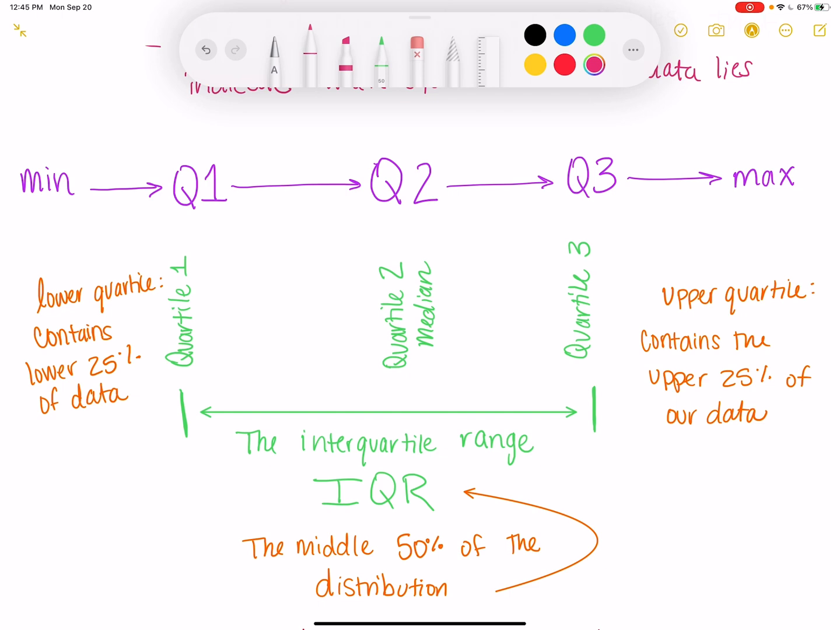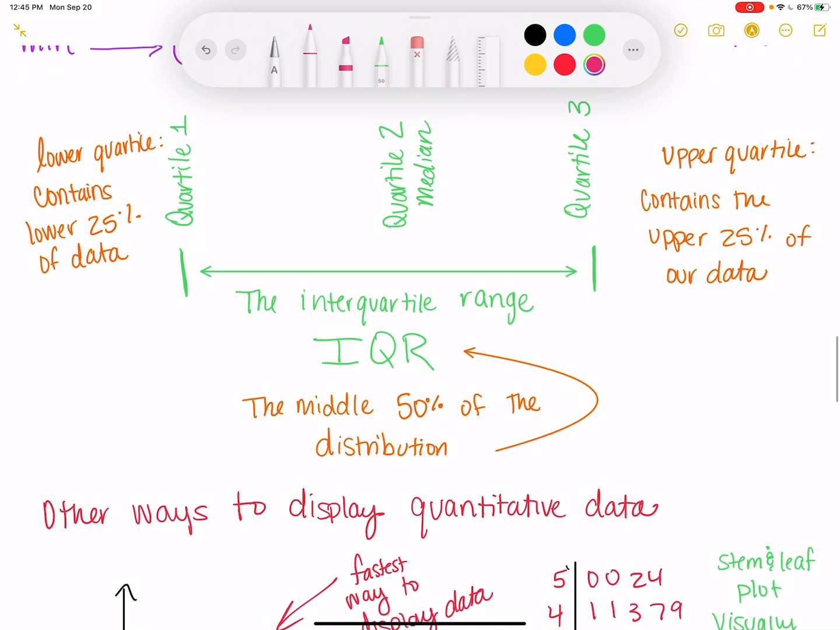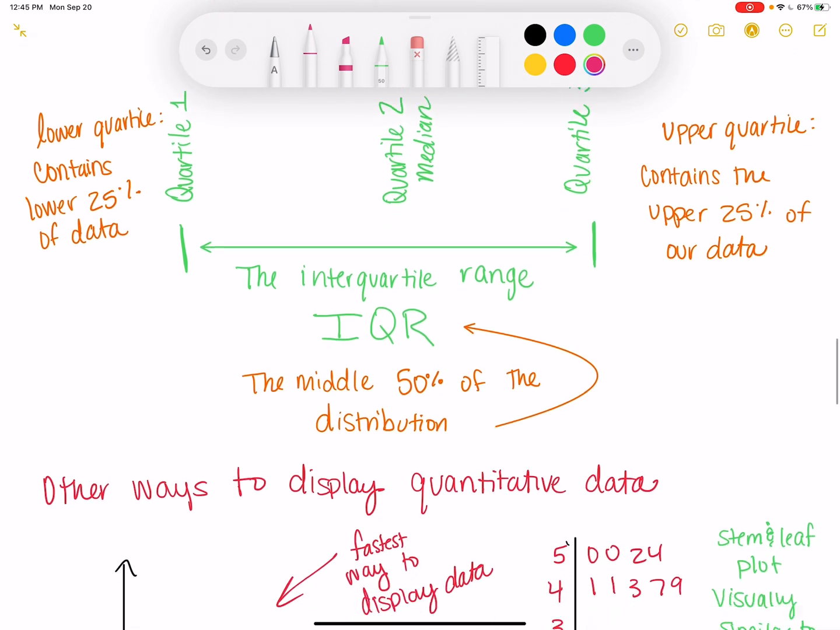Again, it will make a little more sense once you start to see examples, and when we actually throw numbers in there, you'll be like, oh, that makes sense, that's where they're getting that from in words. I know it's a little weird. So it's basically the middle 50% of the data that you have.